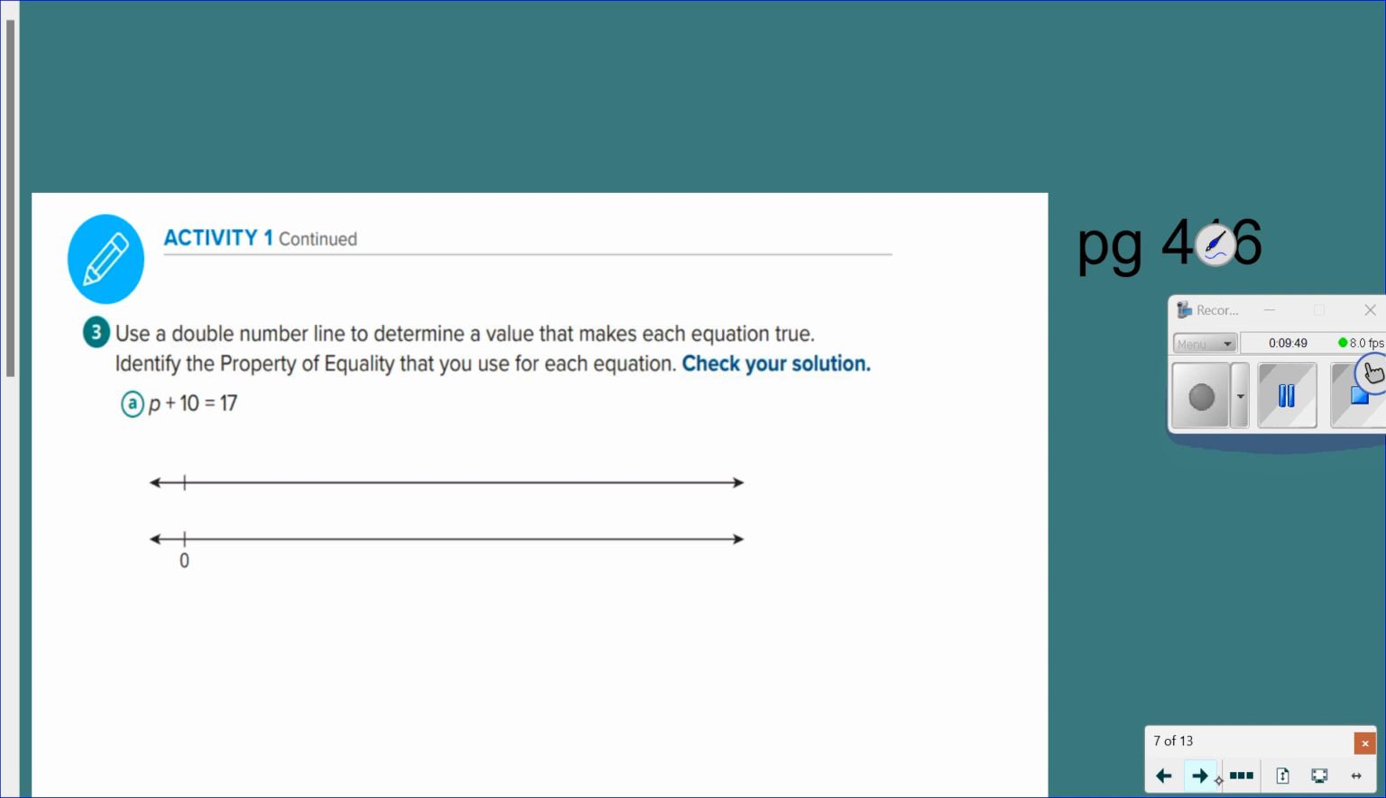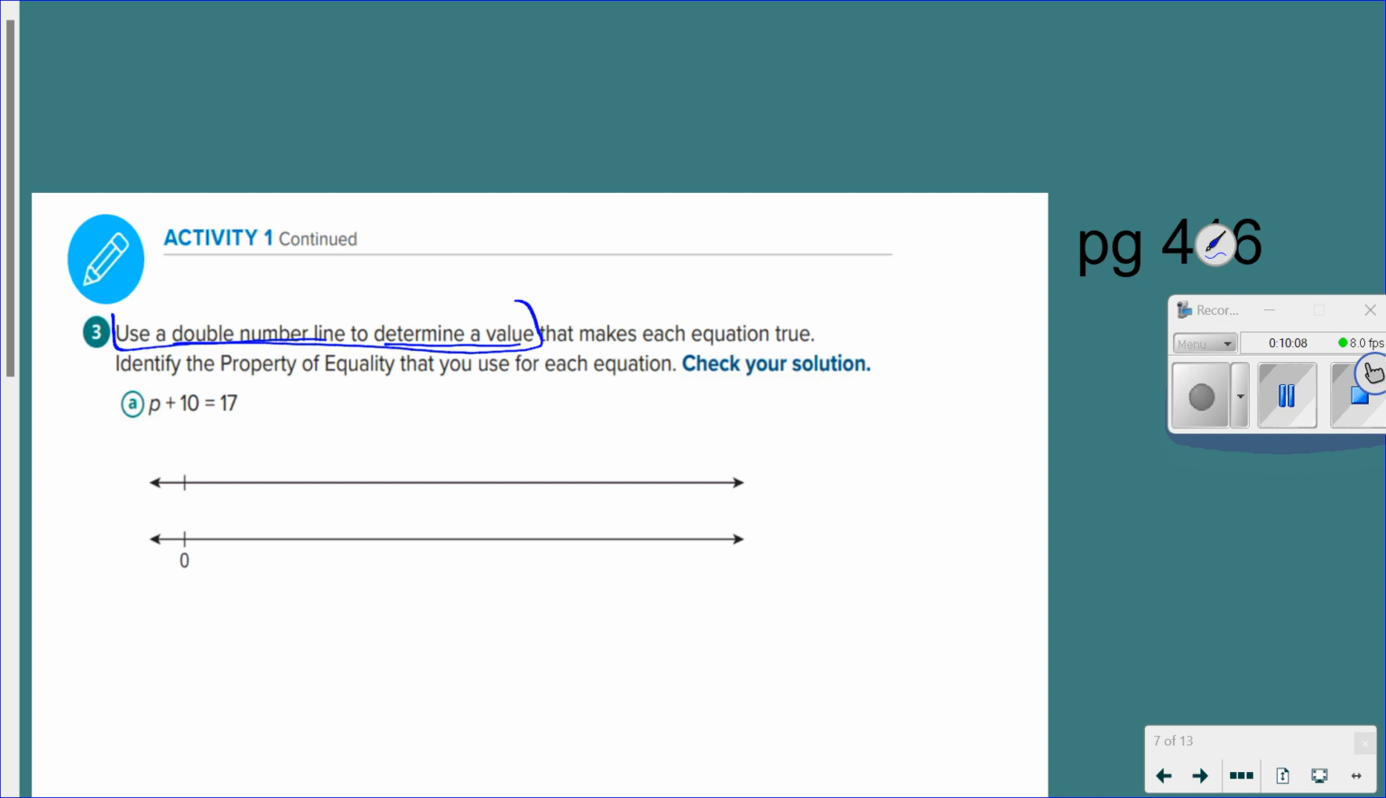So I'm going to give you guys a chance to prove that you're actually getting this. Remember last class, marking our text together. It's really hard for me to understand why after 3 quarters together you're still not marking your text, but you need to. Use a double number line to determine a value.